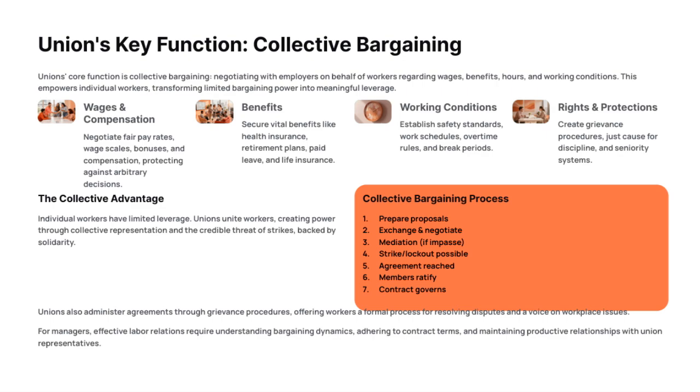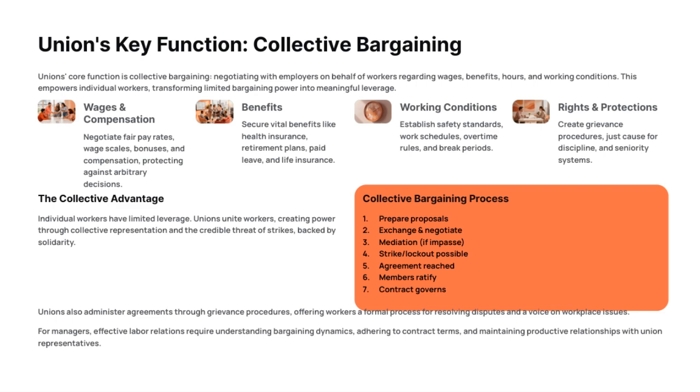Effective labor relations require a clear understanding of how bargaining works, sticking to the terms of the contract, and building strong, productive relationships with union representatives. Unions play a key role here by administering agreements through grievance procedures, which give workers a formal way to resolve disputes and have a voice on workplace issues.